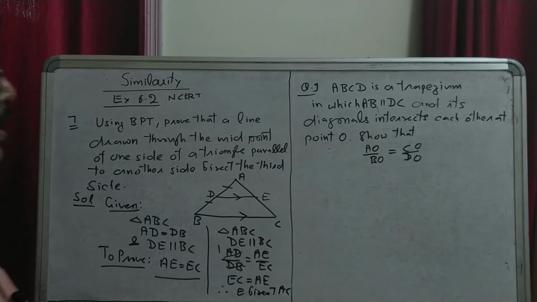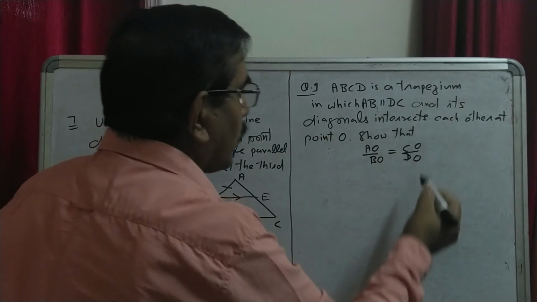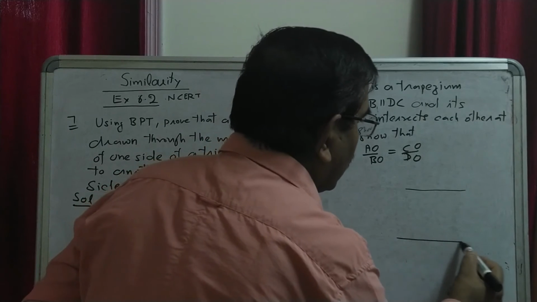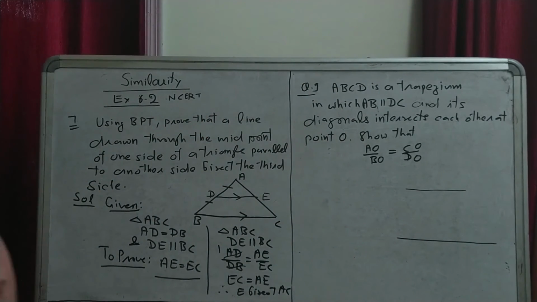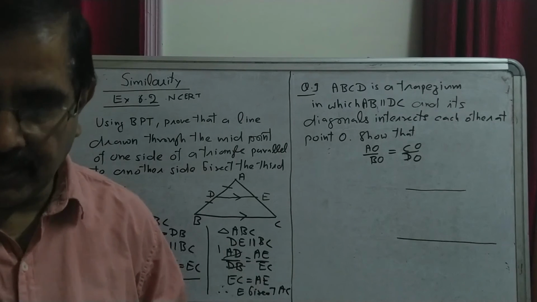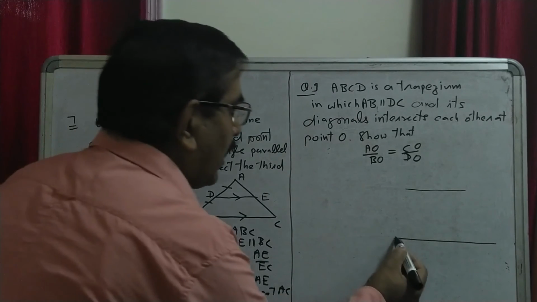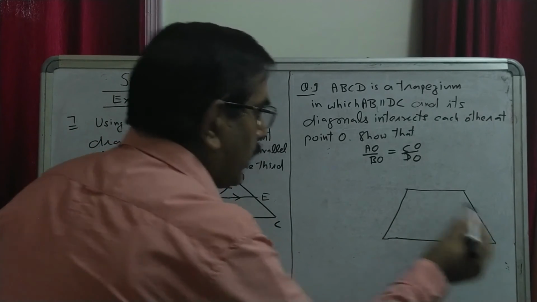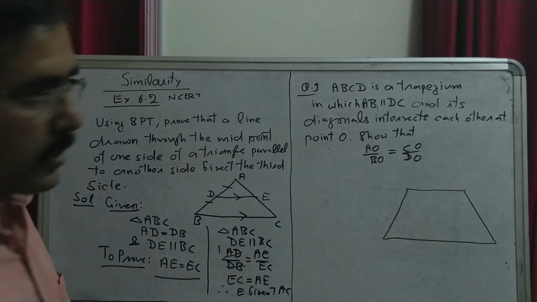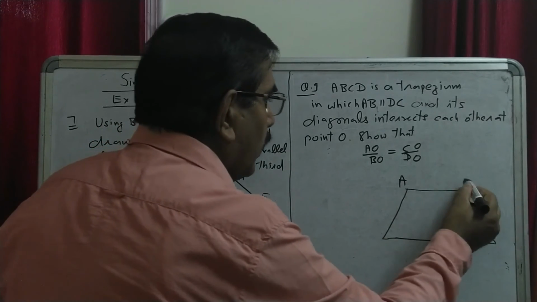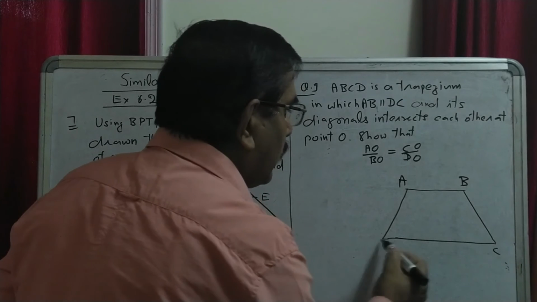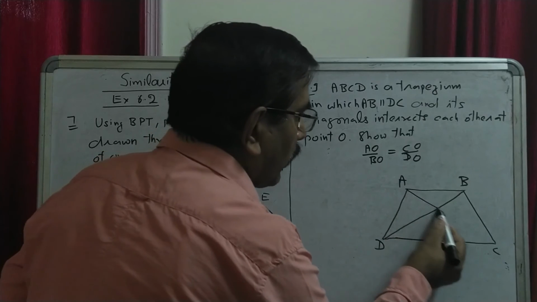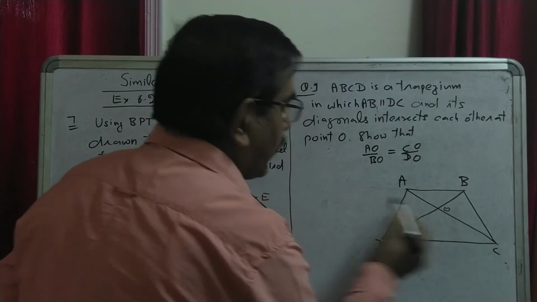Understood. Here children, in question number 9, you are given a trapezium. Many of you children know what a trapezium is. In a trapezium, a pair of opposite sides is parallel. So here I am drawing a trapezium like this, and children, you can call it A, B, C, D, and these are its diagonals, like this. O is the point where they are intersecting.